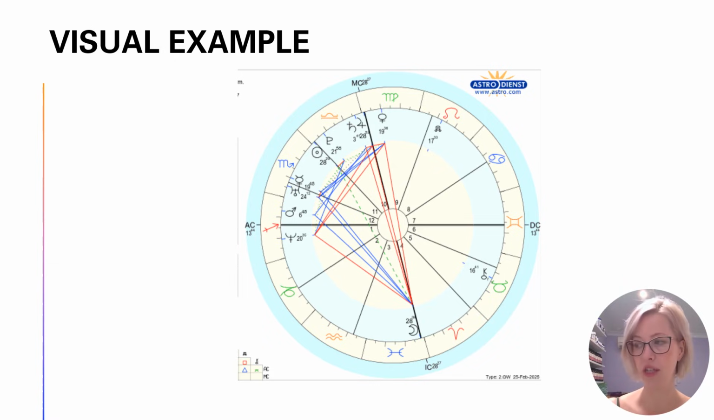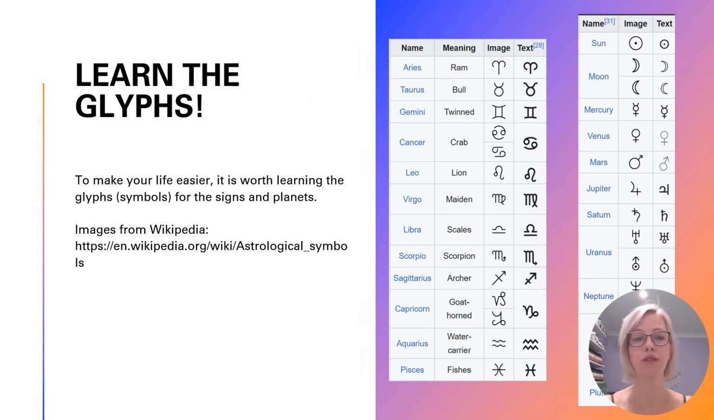So I really do suggest that you jump onto astro.com and perhaps just get your own chart up. That's a great start. Look at your own chart and just get familiar with it. You don't even have to interpret it, but just be able to look at it and know where the signs are, where the planets are, where the houses are. So learn the glyphs as well.